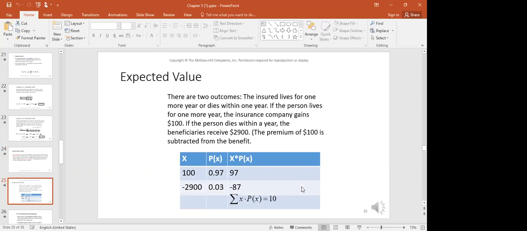So we are going to define X as the amount of money the insurance company expects to make. When the person does not die, the company will make the whole $100 charge. And if the person dies, the insurance will pay $3,000, but it has taken a premium of $100. That means the insurance company will lose $2,900. With these probabilities, we find that the company expects a profit of $10.